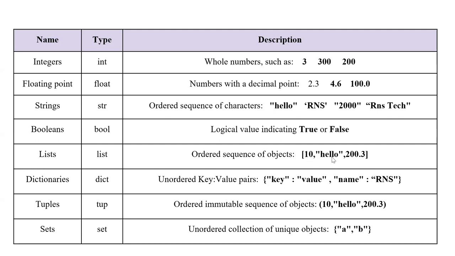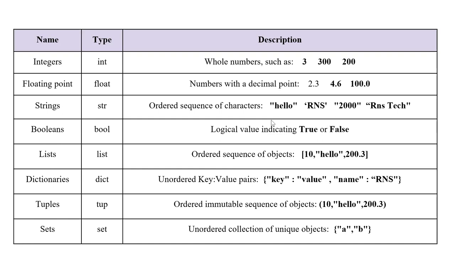Because the list uses an index: first, second, third, like that, it uses an ordered index. But a set does not use an index, and it supports only unique objects. So you can store unique object values. Yes, these are some important data types. To store multiple objects, lists, dictionaries, tuples, and sets are available. But integers, floating points, strings, and booleans are all straightforward.